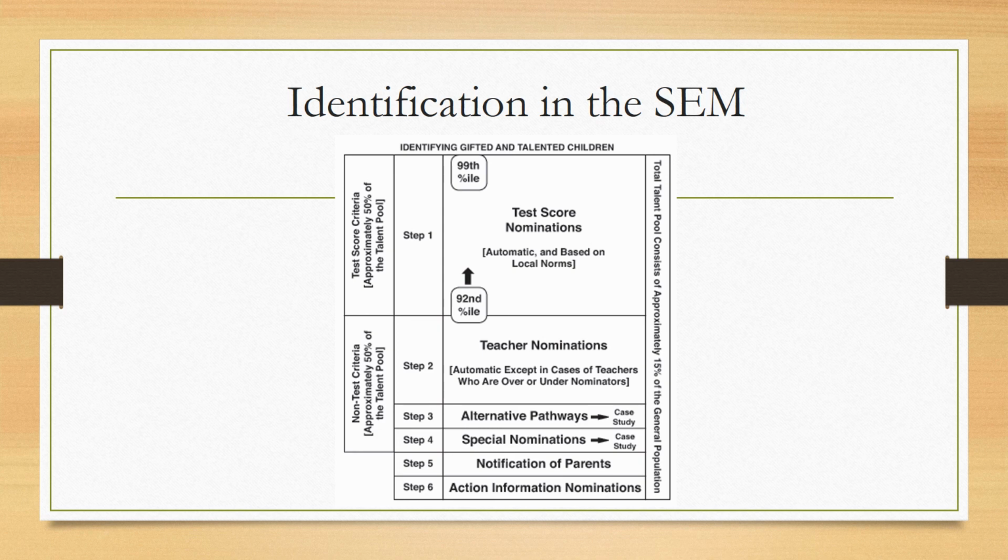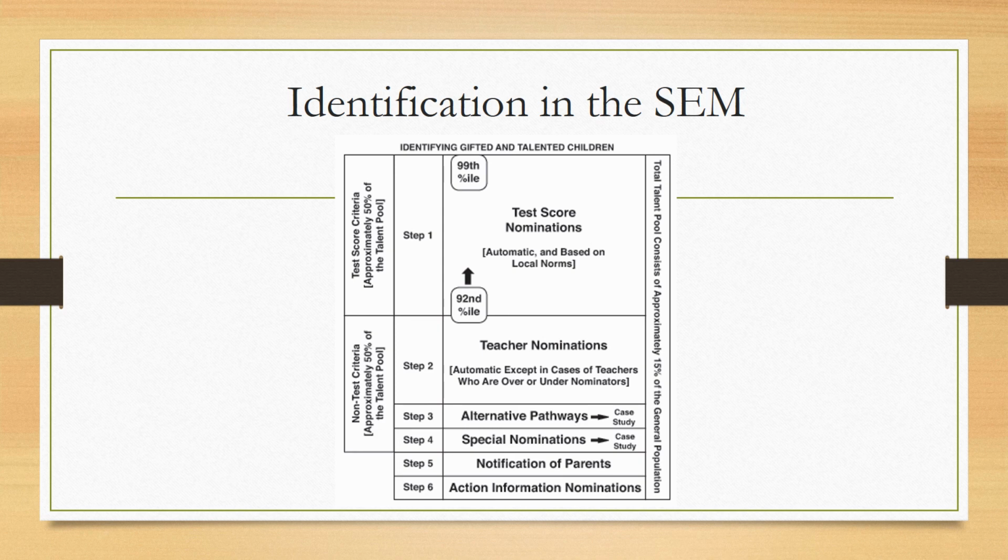Step 2 consists of teacher nominations. So what this means is, in addition to the test score nominations, I'm going to allow teachers then to say, oh, I think this student, student A, might have been missed, even though they got a 90 percentile. I feel like there's something there. So rather than acting as a screening agent or gate, the teacher nominations supplement the test score nominations.